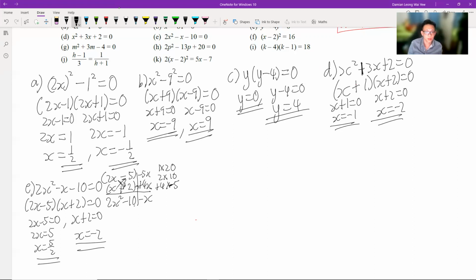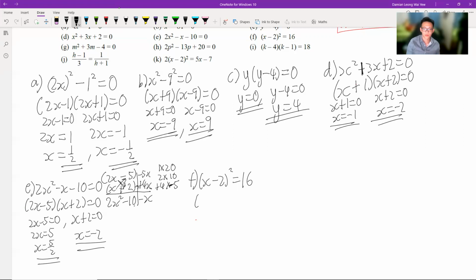So part F. Let's continue part F. Okay, this one I have (x minus 2) bracket square equals 16. So when you see it in this form, it looks like it's factorized already. It's very tempting to just use it to find the final answer, which technically you can, just for this case.